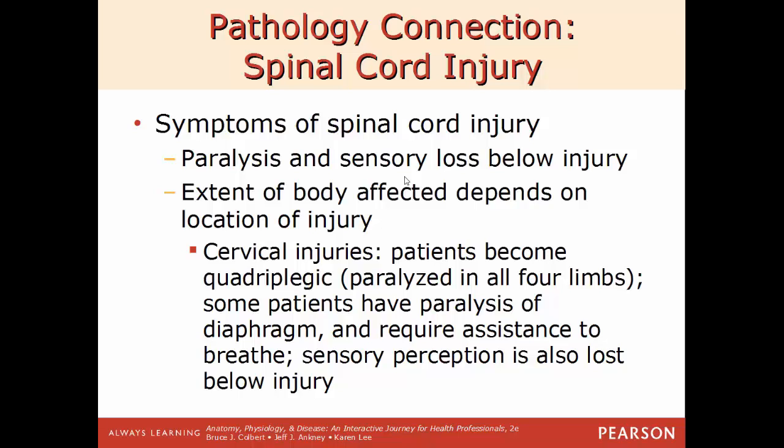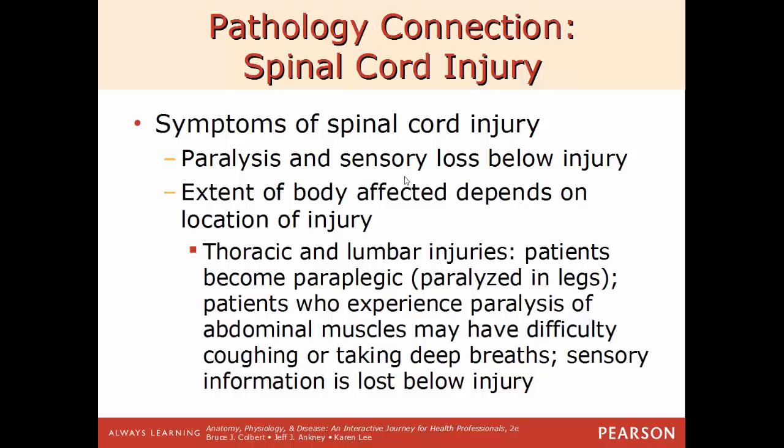Some patients will have a paralysis of the diaphragm, so they'll need assistance in breathing. And sensory perception is also lost below the injury. So wherever the spinal cord is damaged, from that point down will be affected. For thoracic and lumbar injuries, patients may become paraplegic, or paralyzed in just the legs.